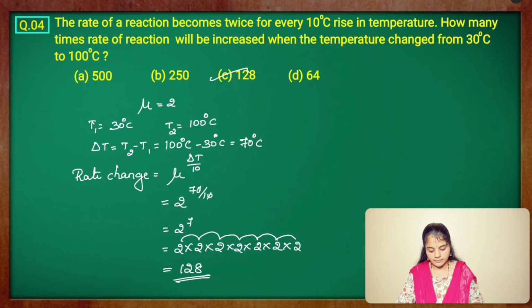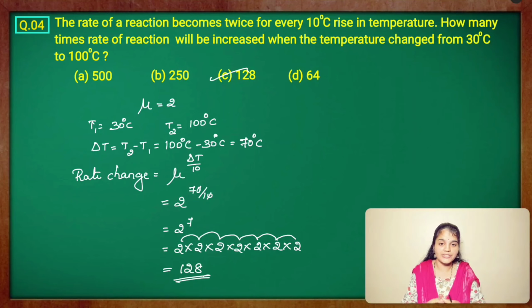I hope you have understood this trick on the temperature coefficient of a chemical reaction. So in order to find the rate change for a chemical reaction when the temperature coefficient is given, the rate change is equal to the temperature coefficient raised to delta T divided by 10. So you can use this particular formula and you can quickly solve the problems on temperature coefficient of a chemical reaction. I'll meet you with another trick in my next video.